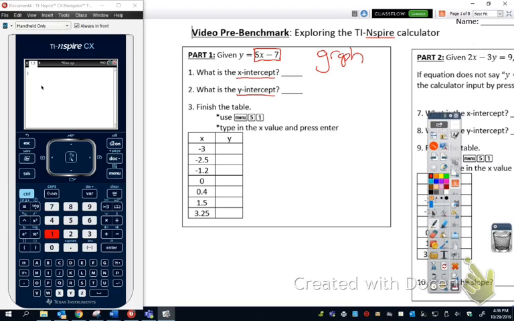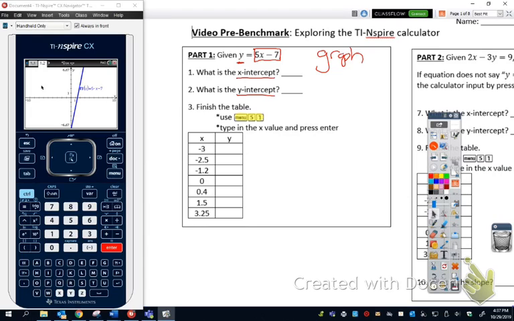Let's go to graph. So Control Doc and go to 2. Since it has y, you're just going to type in 5x minus 7. You don't have to delete 6 or anything, and then you hit enter. To do the x and y intercept, you're going to do menu 5-1.